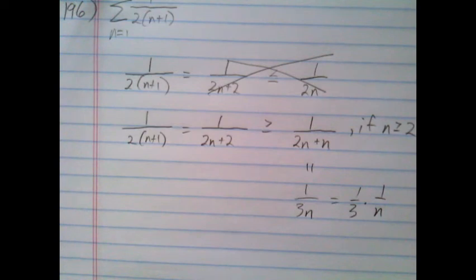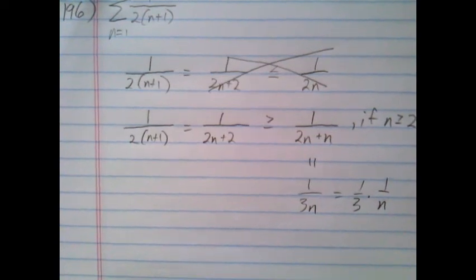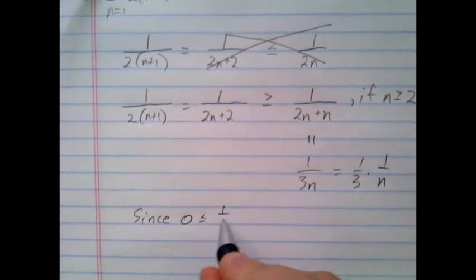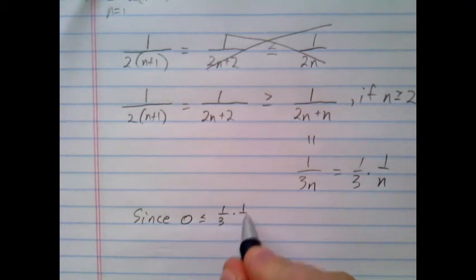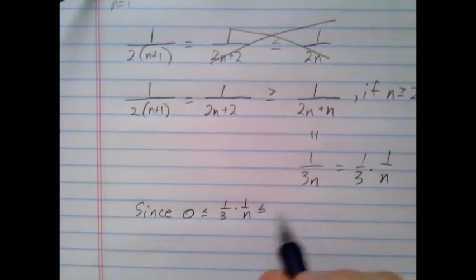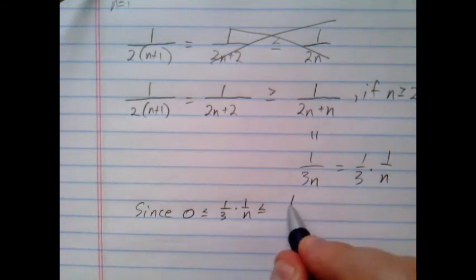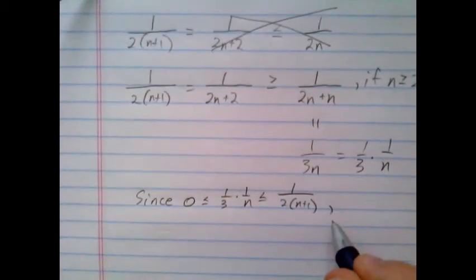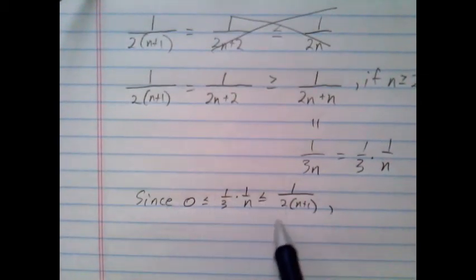So I can still make the argument. Since 0 is less than or equal to 1 over 3 times 1 over n, and that, by just following back through here, is less than or equal to 1 over 2 times n plus 1. Basically just confirming everything I need to use my comparison test.